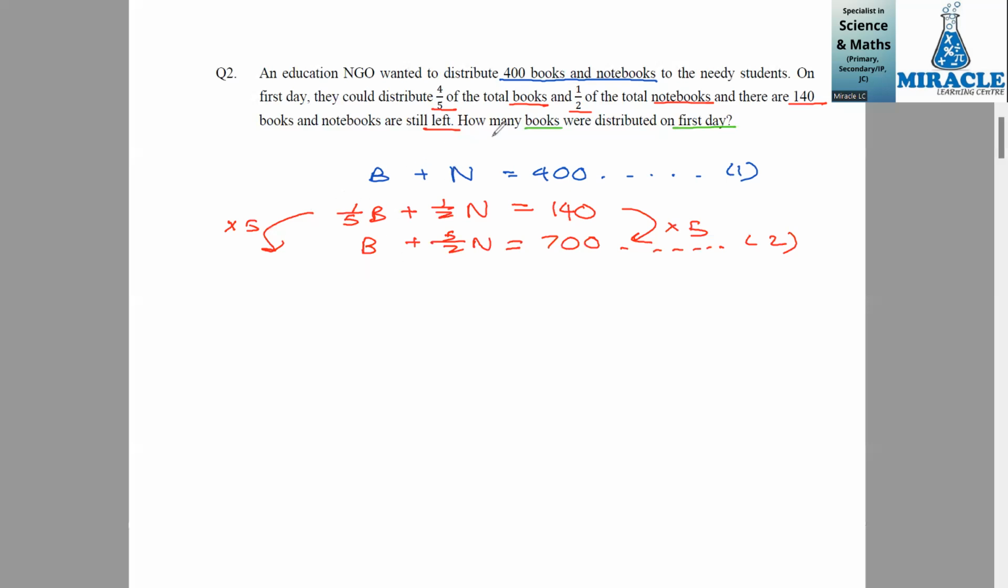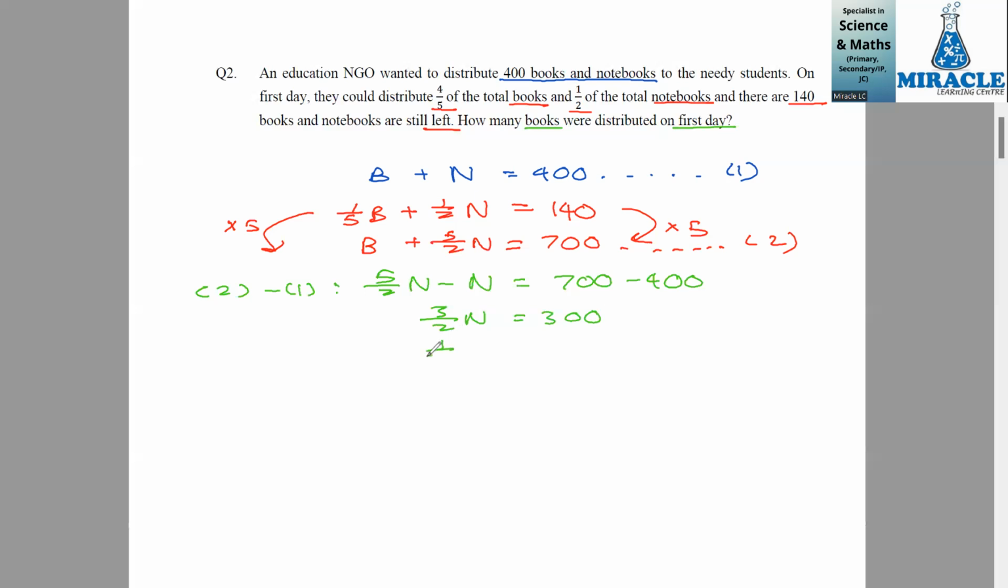And we realize that there is a B in equation 1 and a B in equation 2. So we can actually eliminate B and find the value of N. So we take equation 2 minus equation 1, and we will get B minus B, which is 0, and 5 out of 2 N minus N equals 700 minus 400. And this gives us 3 out of 2 N equals 300.